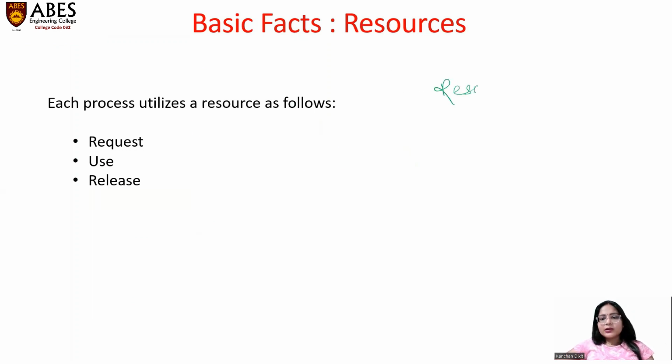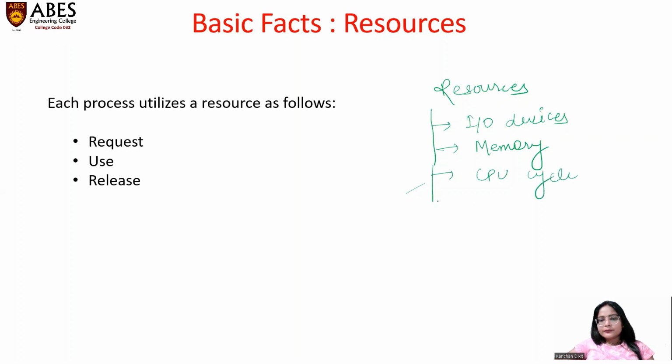There are some basic facts about resources. What are resources? In terms of a system or process synchronization, we can say input output devices, memory, CPU cycle and locks. I'm just taking these four examples to define resources.